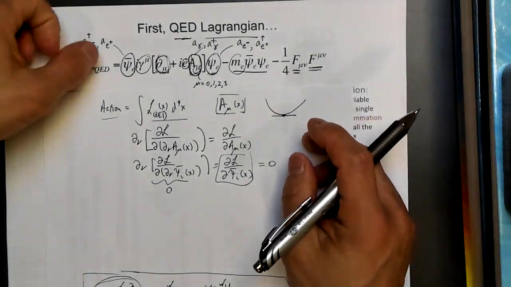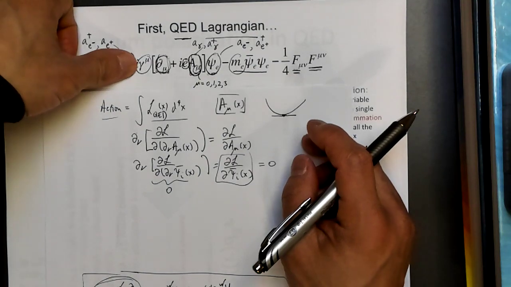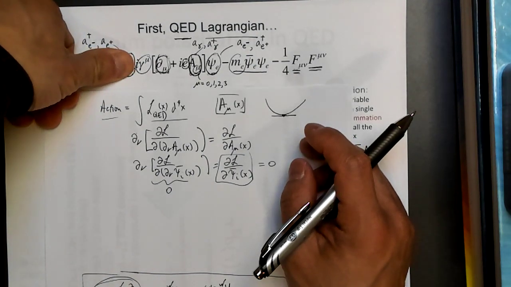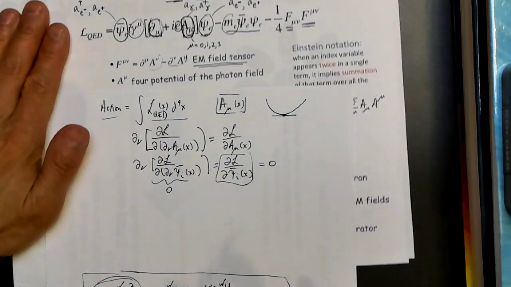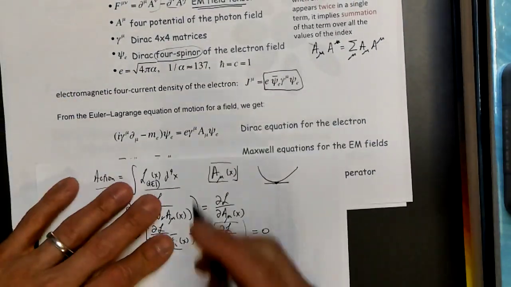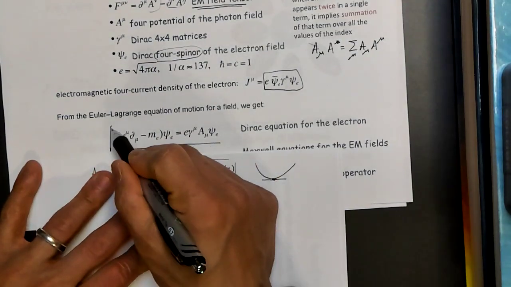That's easy to do, though. I take the derivative with respect to psi bar, it's just this term without the psi bar. I take the derivative of this term, it's just this term without the psi bar. And that gives me exactly these equations of motion.